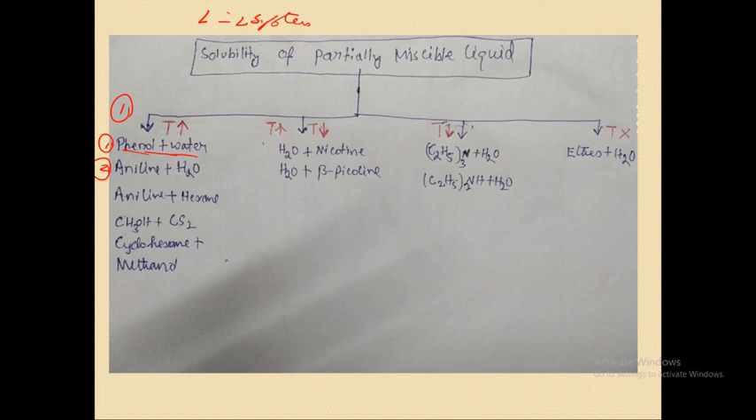This type of example can be seen in the temperature versus percentage of phenol graph. For example, you have water and phenol. Their critical miscibility temperature is 68.1. So when the temperature increases above 68.1 degrees Celsius, the solutions become completely miscible. That is type number 1.